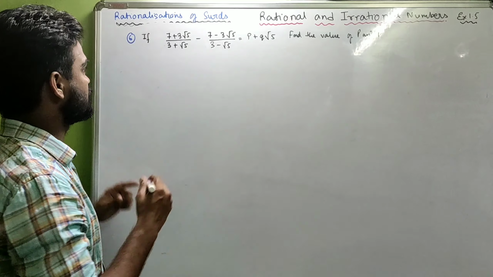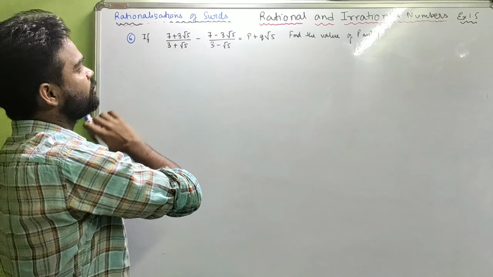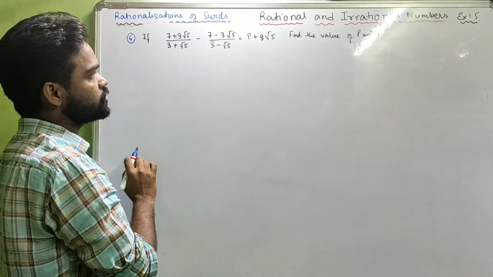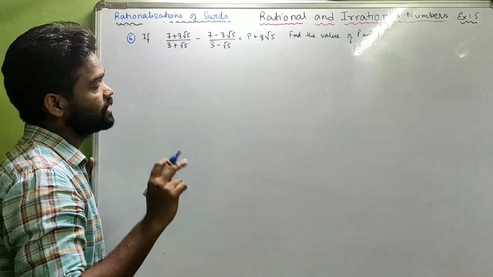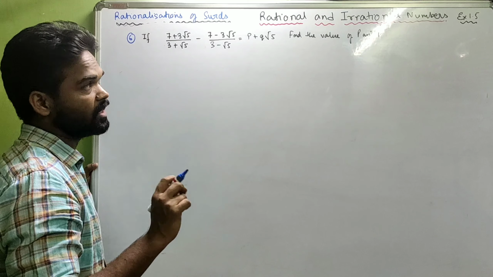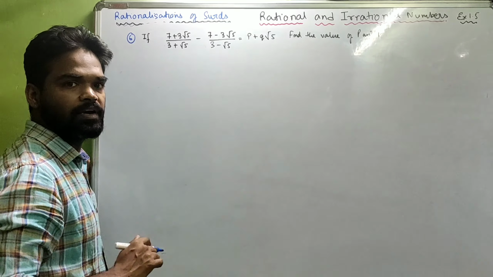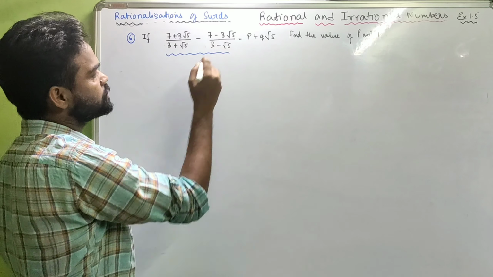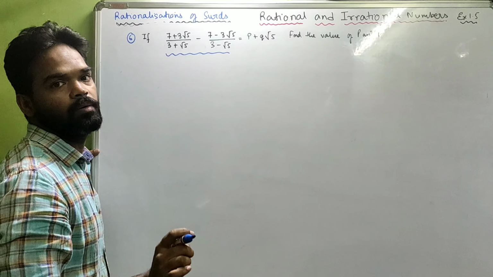Now look at sum number 6. Very interesting. If 7 plus 3 root 5 by 3 plus root 5 minus 7 minus 3 root 5 by 3 minus root 5 is equal to p plus q root 5, find the value of p and q. And definitely p and q are rational numbers. What I'll do, I'll rationalize these two and get a simplified form.